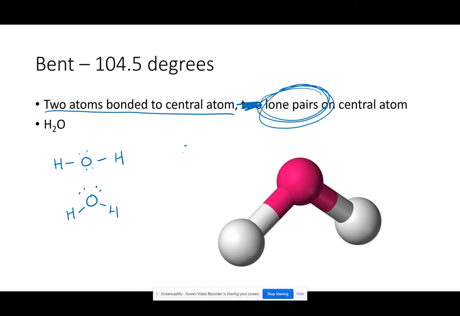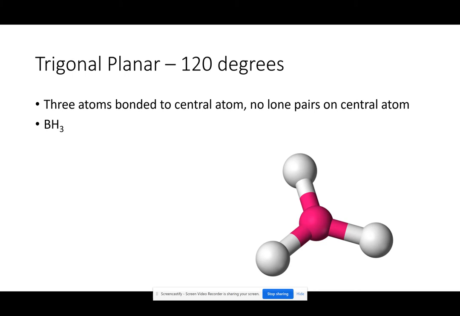Something like ozone, this is ozone. Ozone does have resonance, but resonance does not affect shapes at all. Shapes are all about how many things are bonded to the central atom and lone pairs on that central atom. So something like ozone has that lone pair, so ozone will also be bent, like that.